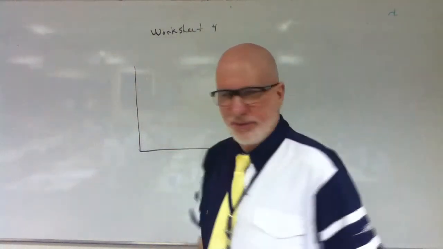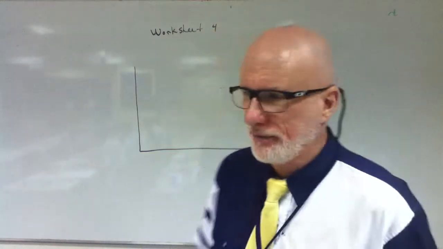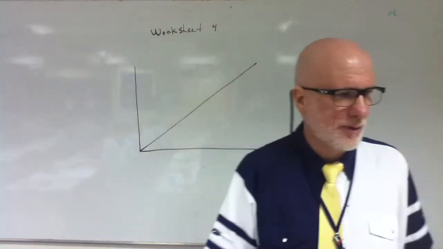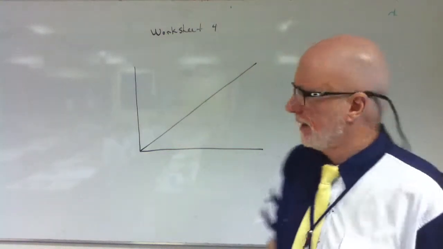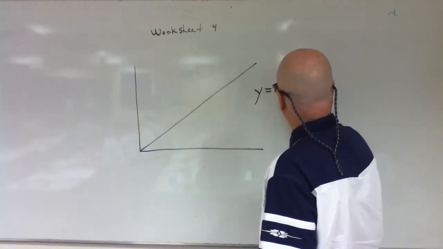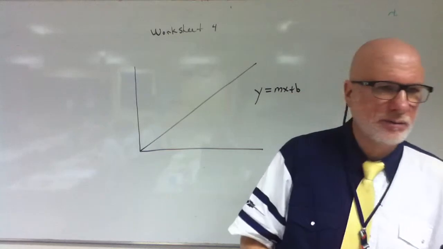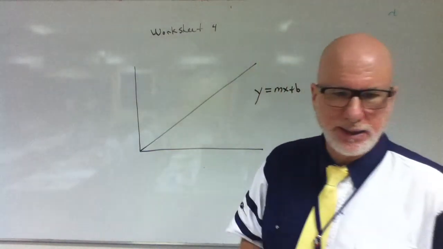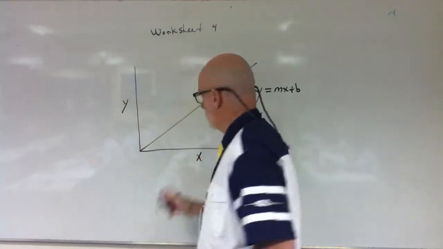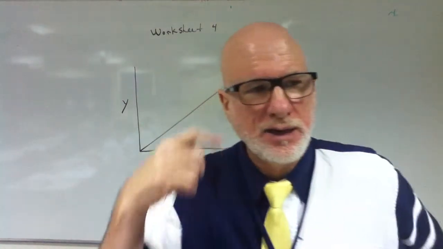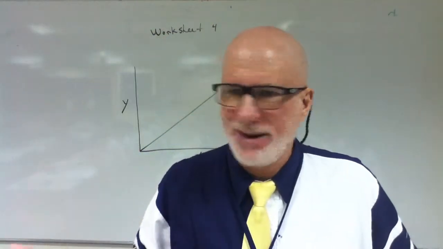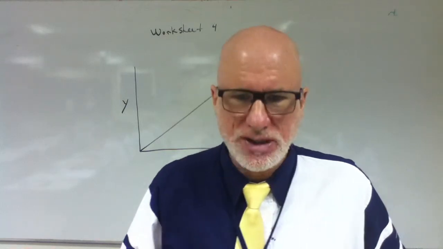Here I have a graph. And here I have a line. Correct? Now, here I have an equation: y equals mx plus b. This is y, this is x. Now, if I changed y to distance and x to time, would that matter? No, the mechanics are the same, okay?